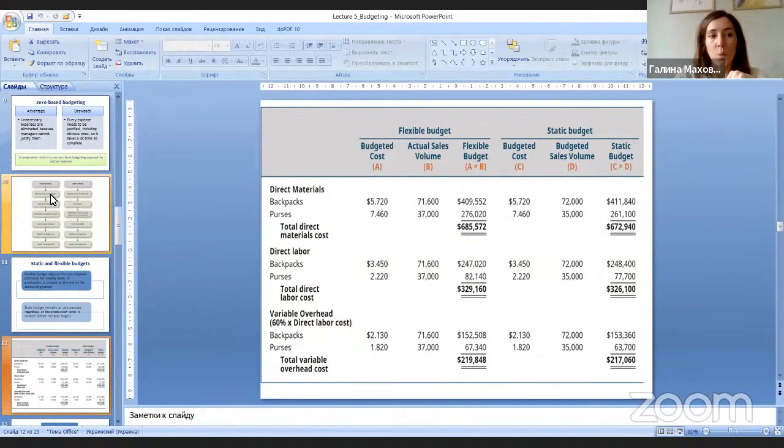We can use this flexible budget to analyze variances, deviations in different indicators. For example, why do we have lower or higher cost? Is it related to quantity, or to inefficient utilization of resources, or higher prices of resources, and so on? So the flexible budget and its comparison with the static budget gives us the opportunity to find the reasons for variances in different indicators.